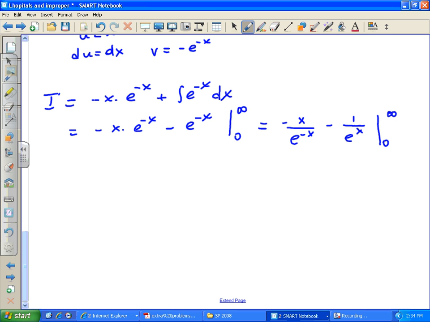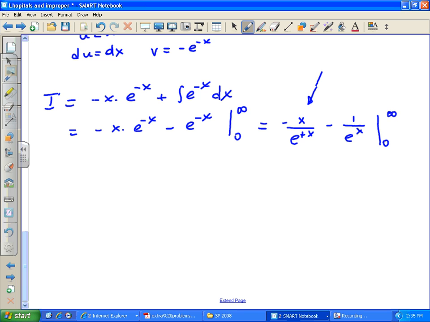Okay, if we look at the first term here as x goes towards infinity, as a matter of fact, since I put e to the negative x in the denominator, I should have it as e to the plus x in the denominator. So the first term is negative x over e to the x, and the second term is minus 1 over e to the x. And now I'm trying to find out what happens as x goes towards infinity.